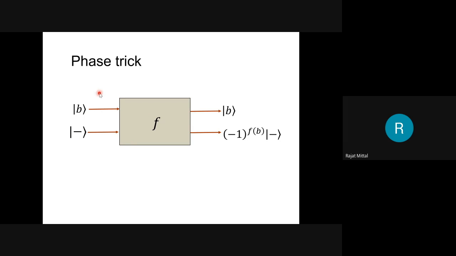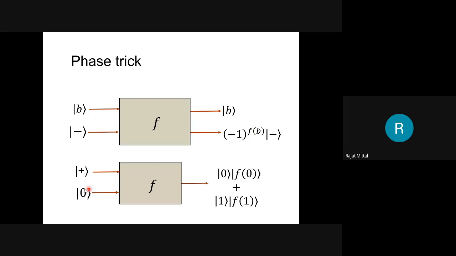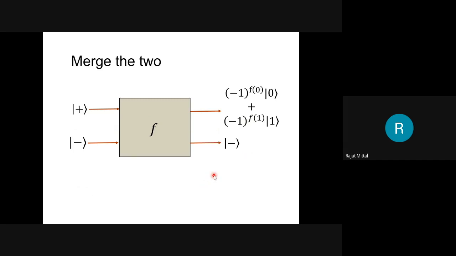Okay. So now I have two tricks in my hand. One is simultaneous computation, which is this plus state, and it gives me 0 F0 plus 1 F1. And this phase trick, which means that instead of computing the answer here, I can compute it as a phase. So let's see what if we merge the two. If we give plus and minus, then I get the minus state back, and this is in the superposition. Previously, with the simultaneous computation, it was ket F0 and ket F1. But since we applied the phase trick, I get the answer in the phase and not as a ket.